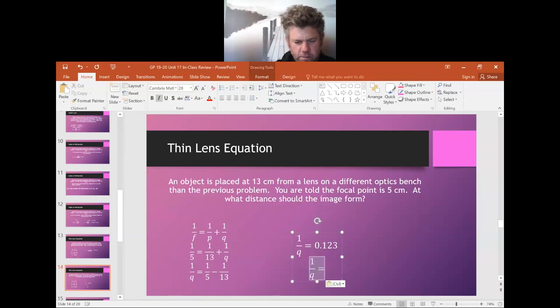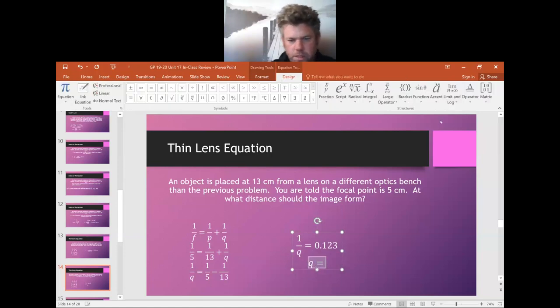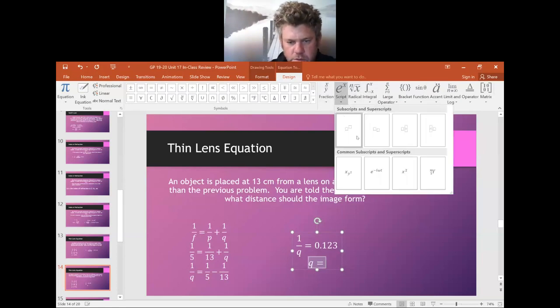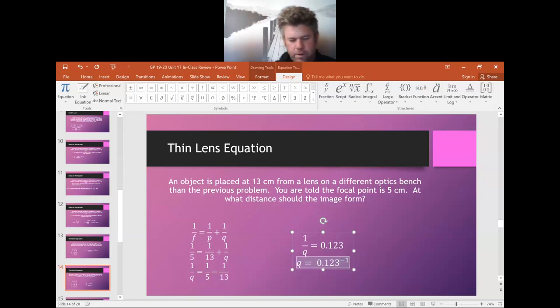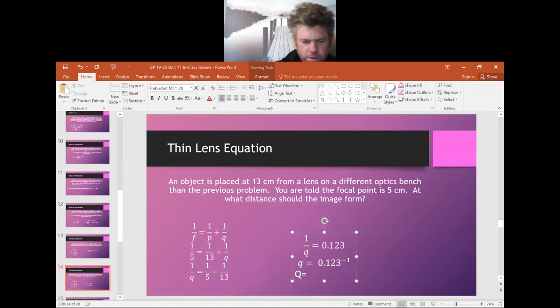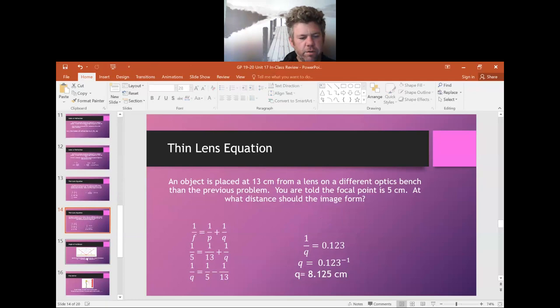Okay. Again, this time I'll show you how you can do the reciprocal of this. So I'm going to make this Q, because if I take the reciprocal of that, that will equal 0.123 to the -1. So if I go ahead and do that, now you can use the caret button if you want. All right, I find my Q should equal 8.125 centimeters. Okay. All right, hopefully you're doing okay with that.